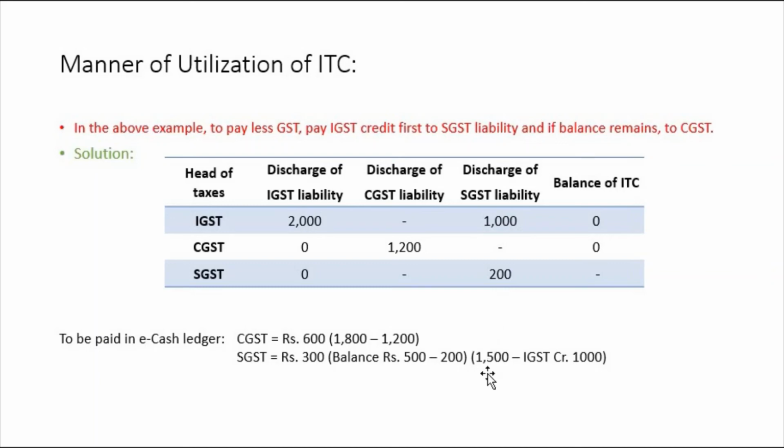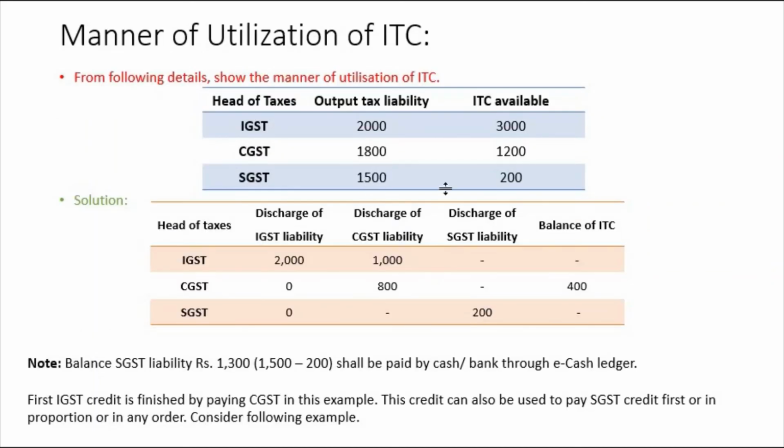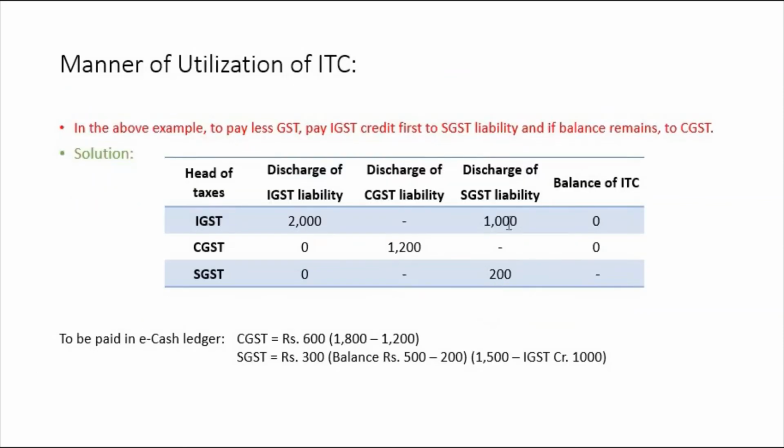Similarly, 1500 was the SGST liability. SGST liability 200 we have utilized. See, 1000 I have paid with the IGST, 200 has been paid with the SGST credit. So that remaining balance, that is 300 rupees, right? 300 rupees shall be paid by the electronic cash ledger. Hope this is clear. How this 300 is remaining?